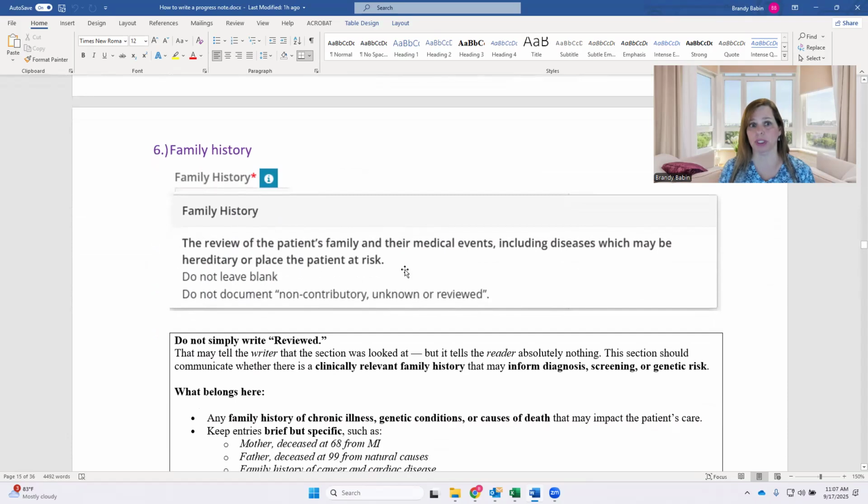Family history is really important. If you toggle over this I, it will show you what needs to be put into that box. So I'm asking you not to leave it blank because it's required.